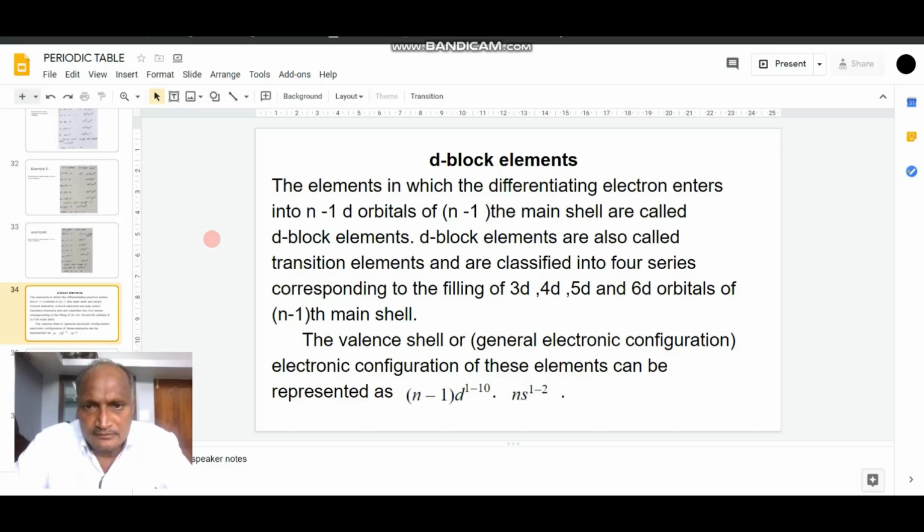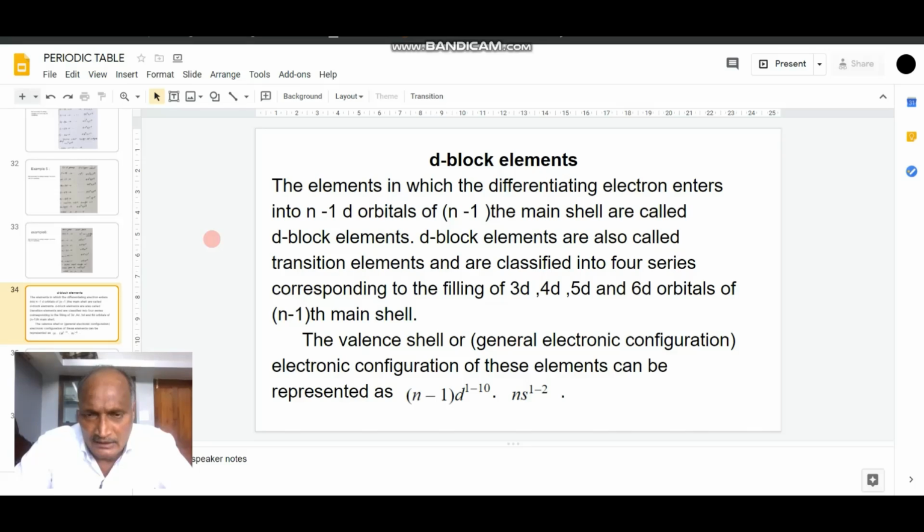Coming to the d block elements, the elements in which the differentiating electron, meaning the valency electron, enters into the n-1 d orbital of the n-1th main shell are called d block elements.